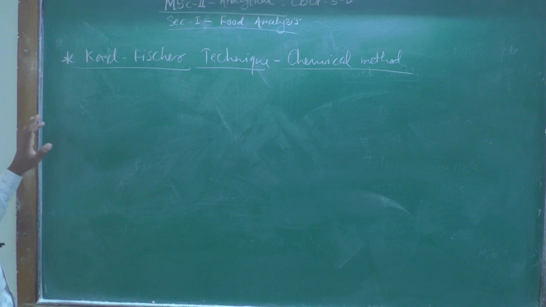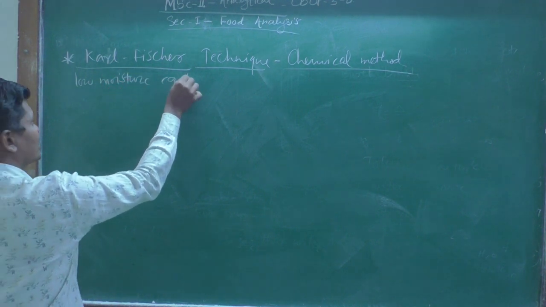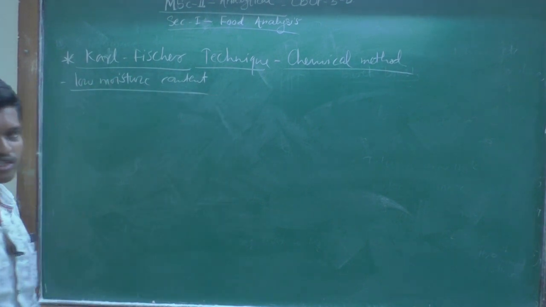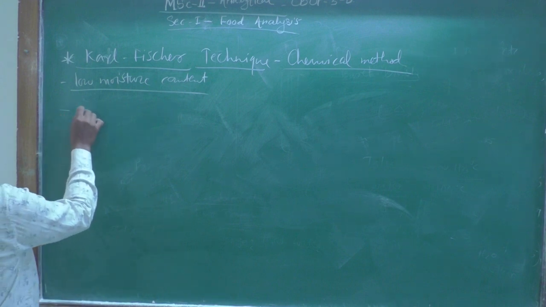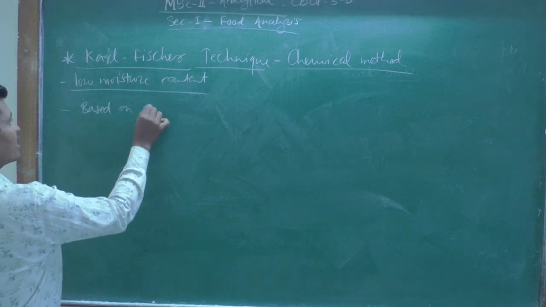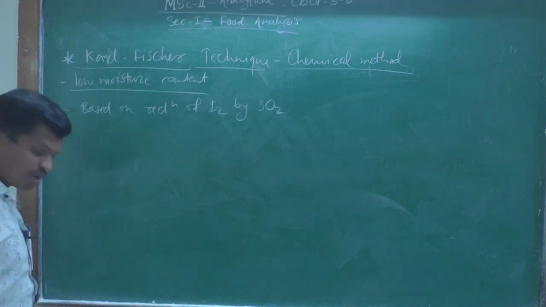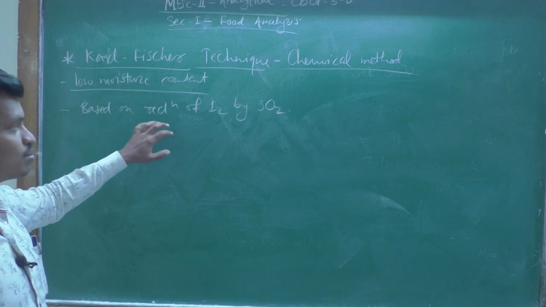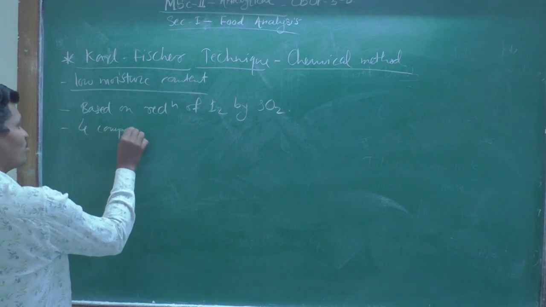So what is there in the Karl Fischer technique? This technique is generally used for food samples with low moisture content. If low moisture content is present, then this technique can generally be used. It is based on the principle of reduction of iodine by SO2, sulfur dioxide. A four component system is generally used here.